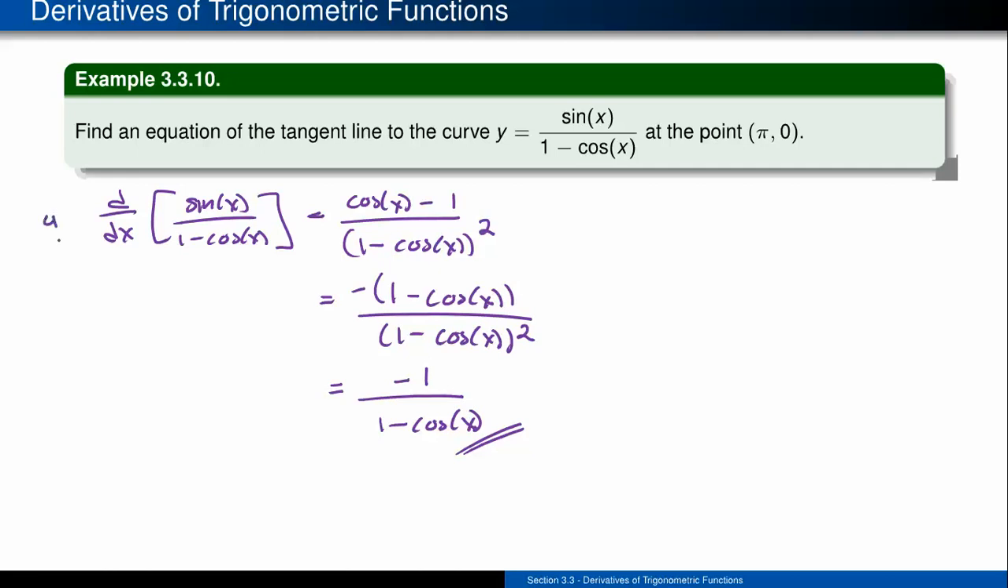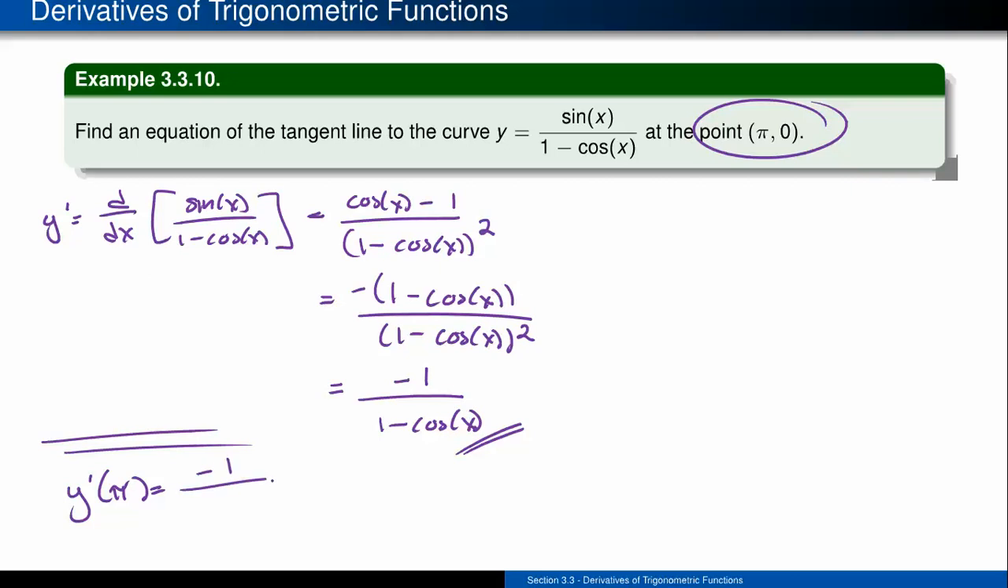What I want to do then is view this thing as my y prime. I want to evaluate this at pi, telling me that y prime of pi is going to be a negative 1 over 1 minus cosine of pi, which gives me a negative 1 up on top. Cosine of pi is actually a negative 1, so I have a double negative down here, leaving me with a negative 1 all over 2. And that's exactly what my slope is in this case, a negative 1/2.